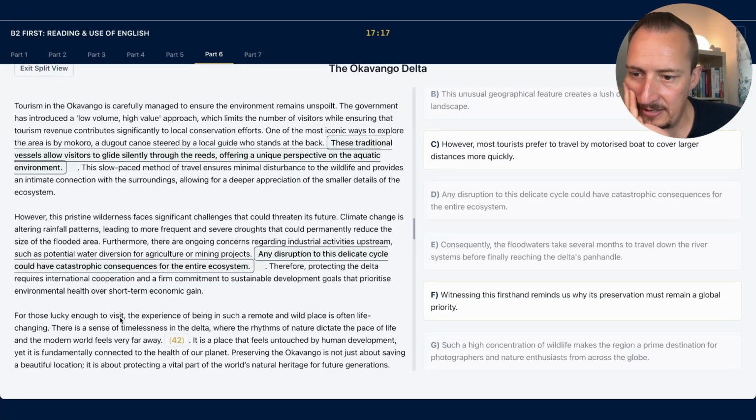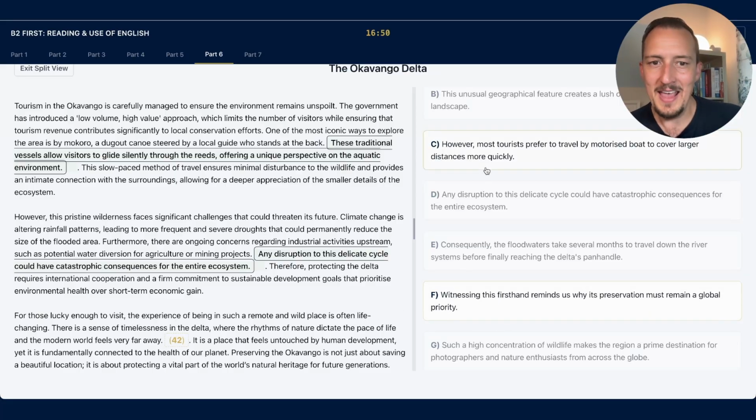And okay, so this is the last sentence, this is the last paragraph. So we're expecting something, I would argue, a bit more global about the topic. For those lucky enough to visit, the experience of being in such a remote, wild place, it's often life-changing. There is a sense of timelessness in the Delta where rhythms of nature dictate the pace of life and the modern world feels... For those lucky enough to visit.